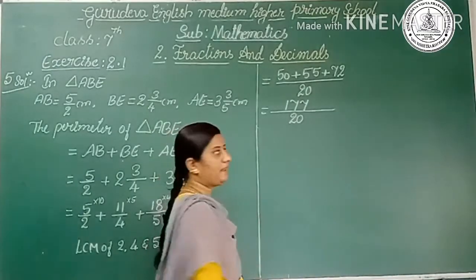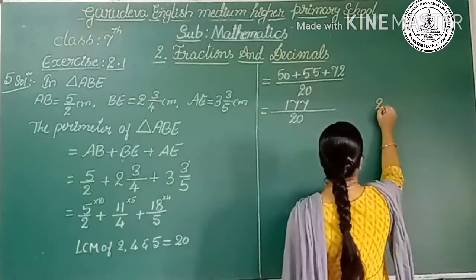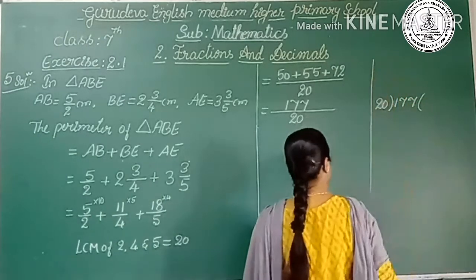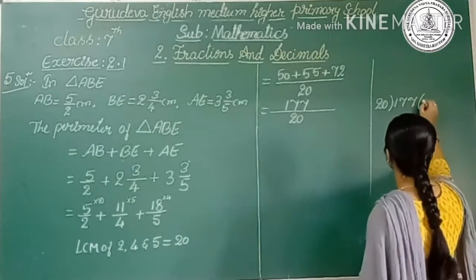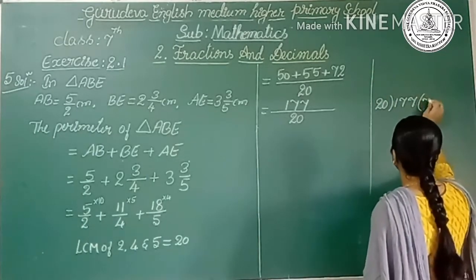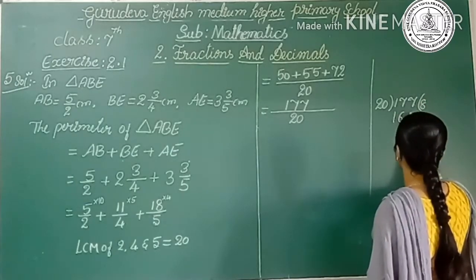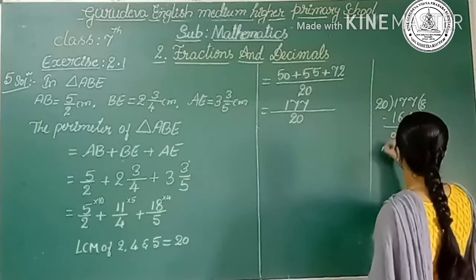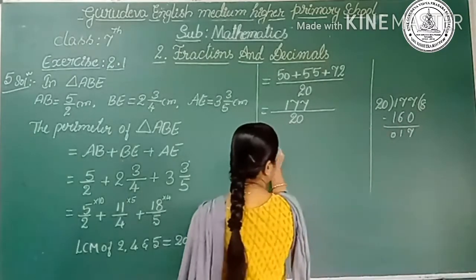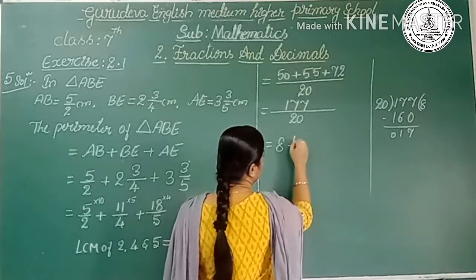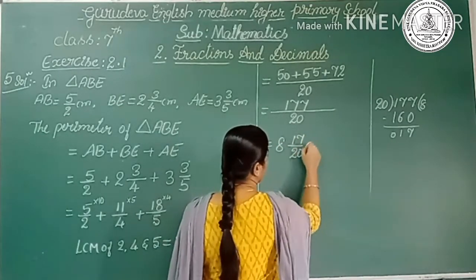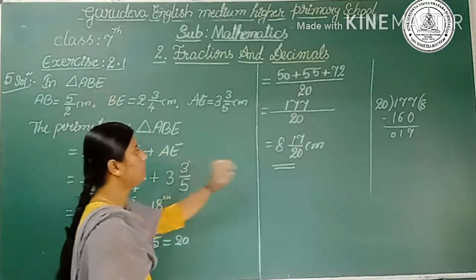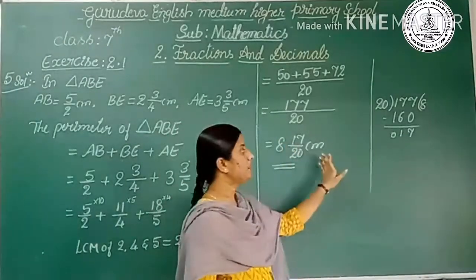So convert it into a mixed fraction by dividing 177 by 20. 20 eights are 160, right? So the remainder is 17. So quotient, remainder by divisor, is 8 whole 17 by 20 centimeter. So the perimeter of the triangle ABE is 8 whole 17 by 20 centimeter.